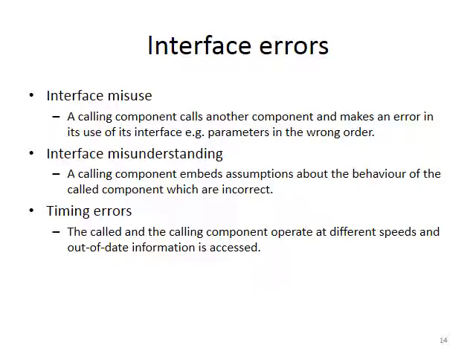Second one is interface misunderstanding, where a calling component embeds assumptions about behavior of the called component which are incorrect. Sometimes I may think that factorial takes only integer values, and I send something, but the called component may be behaving in some other way. It may be taking some fractional number, and it may result in some wrong outputs.